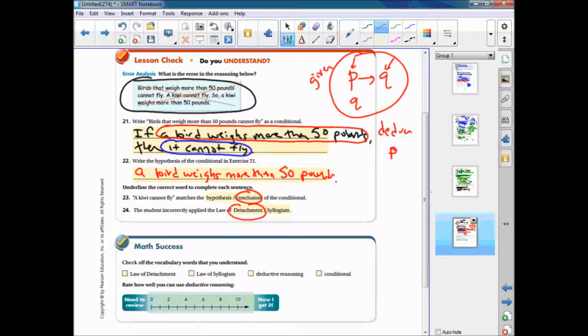Okay. Now both of the lesson checks were about the law of detachment. So please make sure you go back and look over the law of syllogism. Okay. All right. So we have the following things you should be able to check off. What is the law of detachment? What is the law of syllogism? What is deductive reasoning and how is it different from inductive reasoning? And then, what's a conditional statement, for the fourth time in a row?